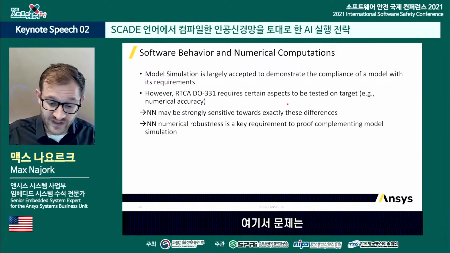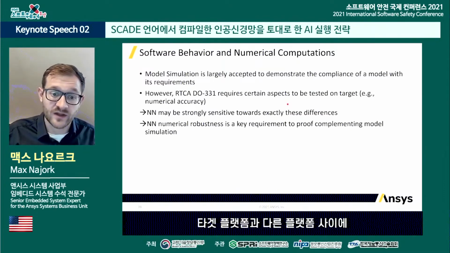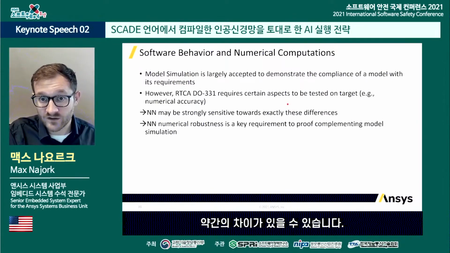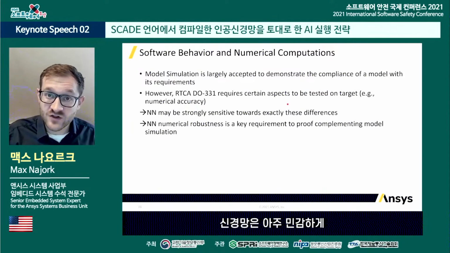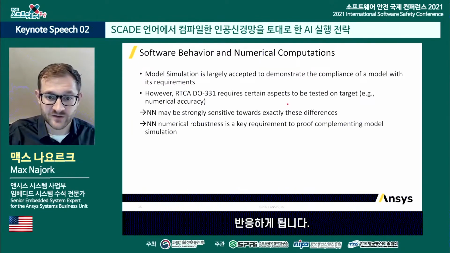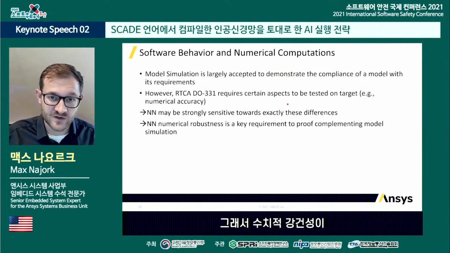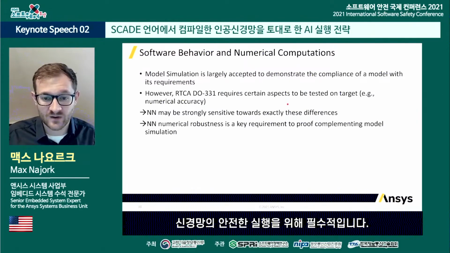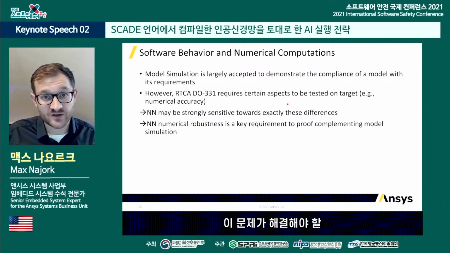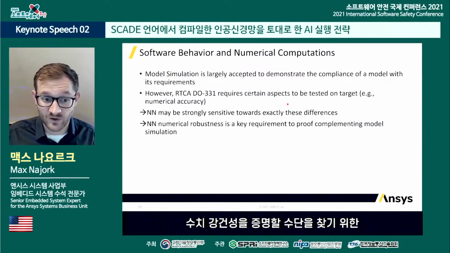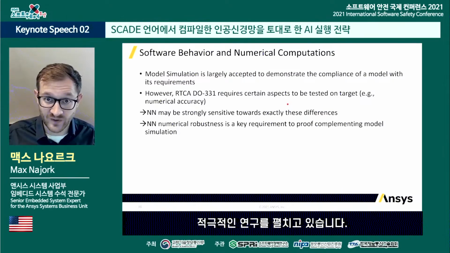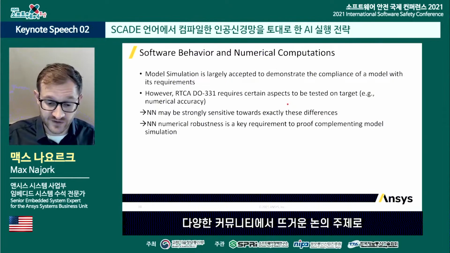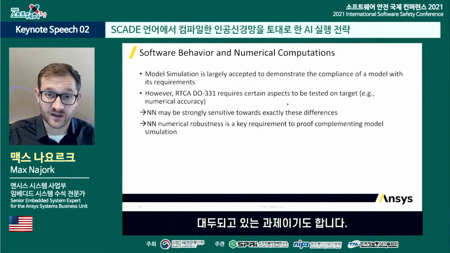The point is that when we have numerical computations, they may work slightly differently on one target platform than on another. And actually, the neural network may be extremely sensitive towards these fine differences. So proving the numerical robustness is a key requirement in order to guarantee the safe implementation of a neural network. This is one of the open challenges right now. We are working very actively to find means to perform this proof of robustness, and it's one of the topics which is also much discussed in different standardization committees. So it's one of the open topics.